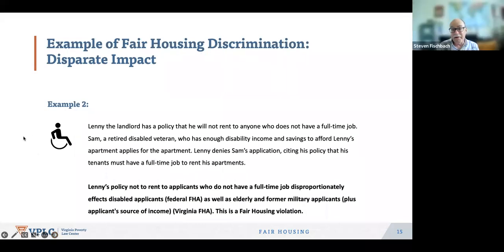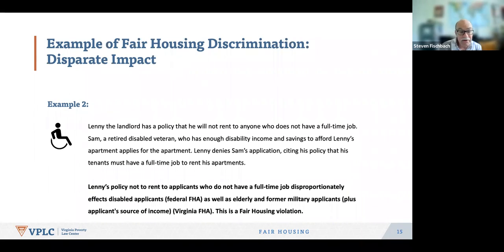So here's an example of a disparate impact violation of the Fair Housing Act. Lenny, the landlord, has a policy that he will not rent to anyone who doesn't have a full-time job. Sam, a retired disabled veteran who has enough disability income and savings to afford the apartment, applies, but Lenny denies his application, citing his policy that tenants must have a full-time job to rent his apartments.